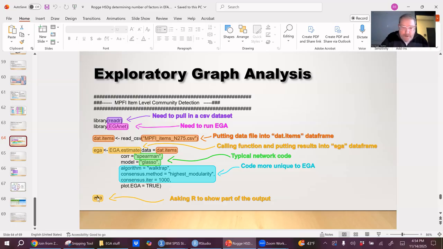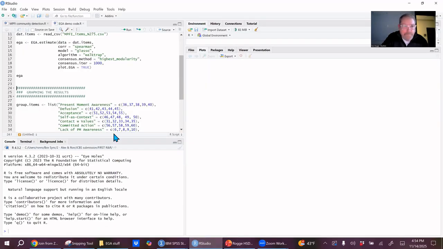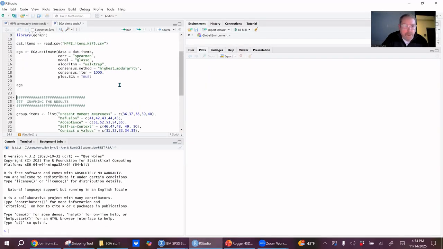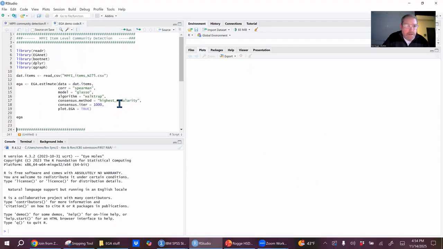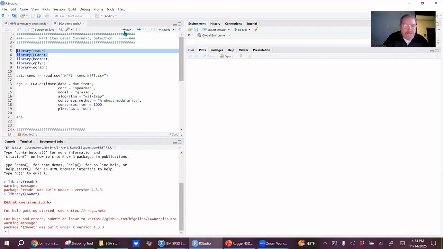So I'll go to R. And I know this is super teeny tiny, but I want this to be nice and big for the plot. So really, to run this, we just need these two, like I have in the slides. And then I can pull in this data.